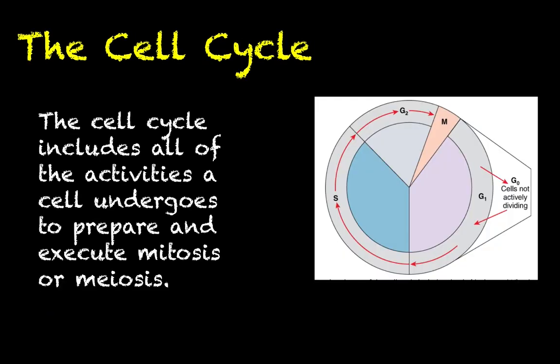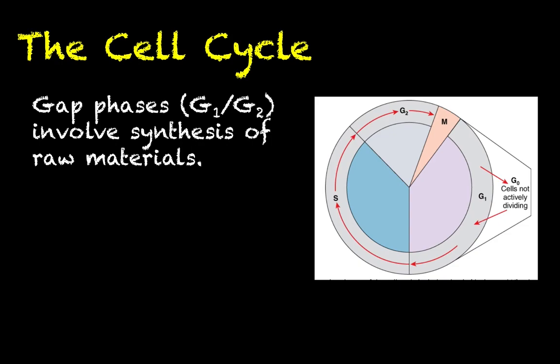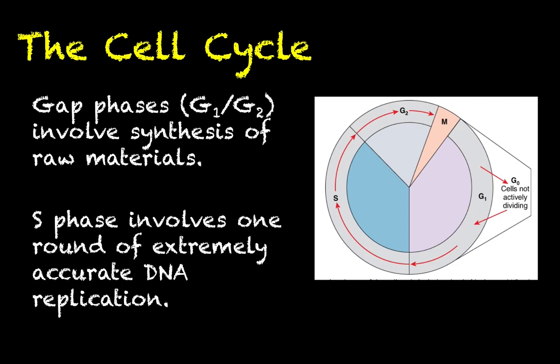So the cell cycle itself is going to include all of the activities that a cell undergoes to both prepare for and execute mitosis and meiosis, whatever the goal of that particular cell may be. So the cell cycle consists of interphase, which consists of the two gap phases, G1 and G2. These both involve the synthesis of raw materials such as proteins, lipids, membranes, organelles, and things of that nature that are going to be necessary for dividing the cell.